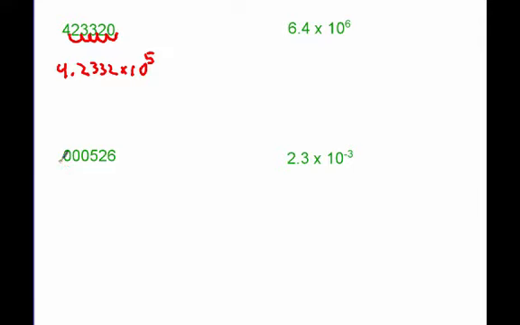Similarly, we're going to go down here. We have to move our decimal place 1, 2, 3, 4 places to get 5.26 times 10. We moved it 4 spaces. The number was less than 1, so it is a negative 4.